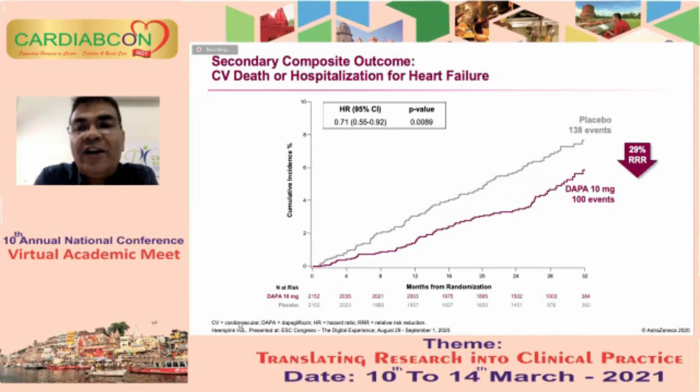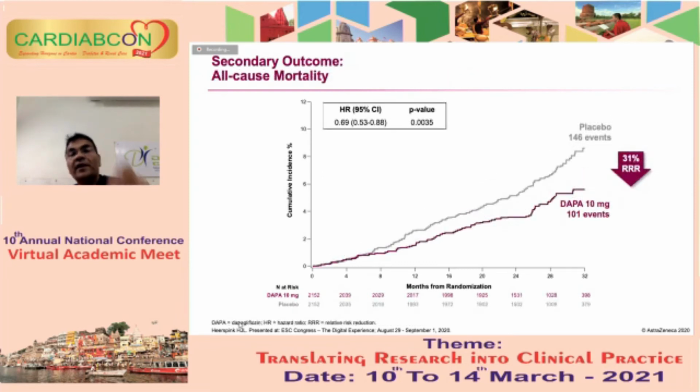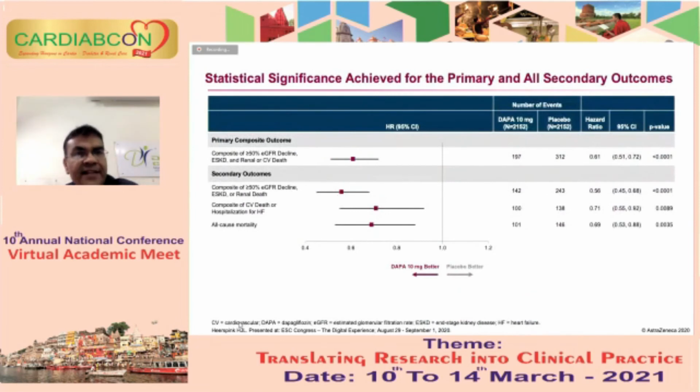But for CV death and hospitalization for heart failure, as I told you in DAPA heart failure also, similar data was there from day one, in patients who have eGFR of less than 75, patients with CKD, whether they were diabetic or non-diabetic. There was a 29% relative risk reduction in CV death and hospitalization for heart failure in the DAPA CKD trial. For the secondary outcome, all-cause mortality, again, there was a 31% relative risk reduction. And statistical significance was achieved for the primary and all secondary outcomes, including all-cause mortality.